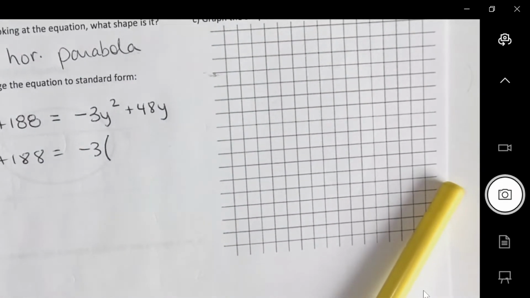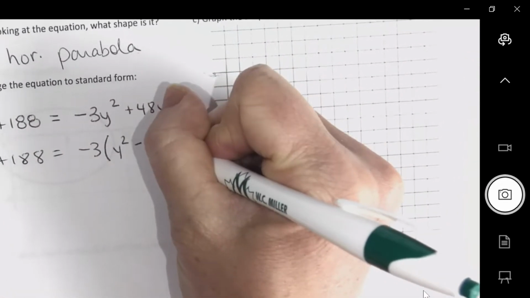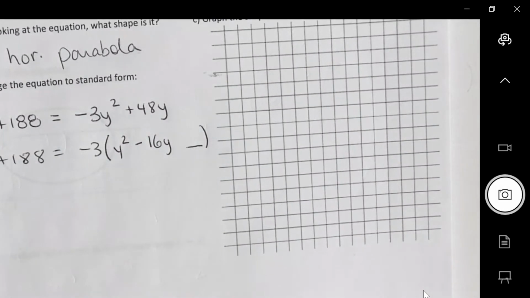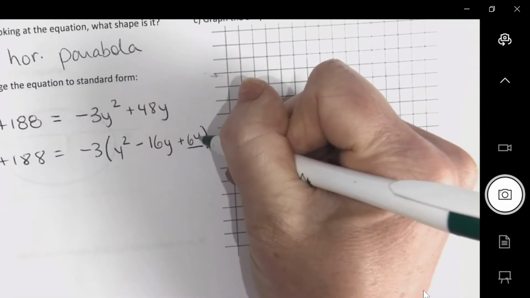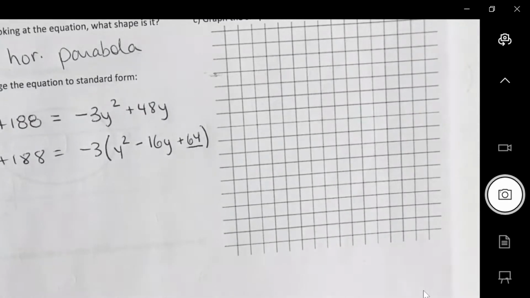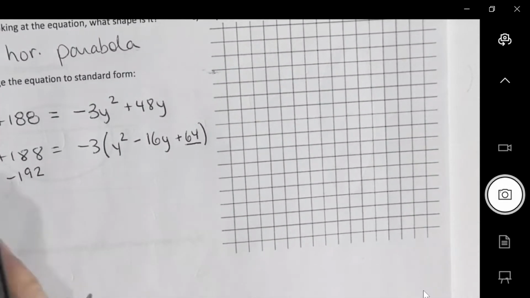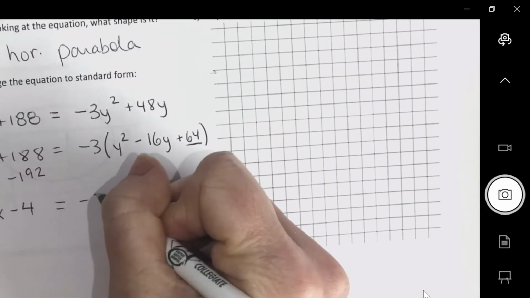Okay, get the negative 3 out. What is that, 16? Okay, I need a blank. Did you do a 64? So 3 times 64, that is a minus 192. X minus 4.